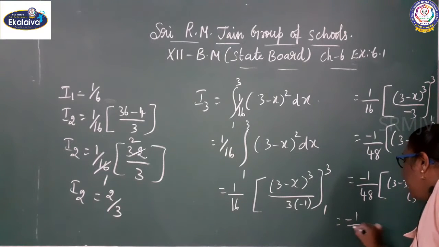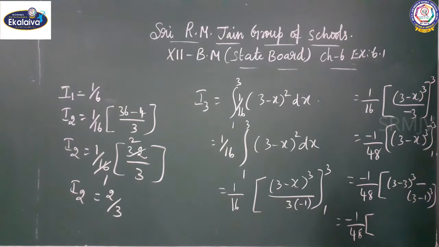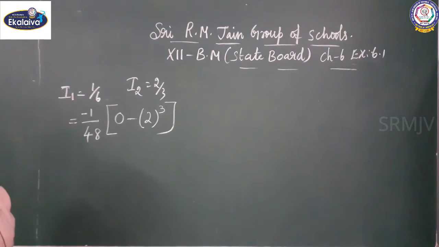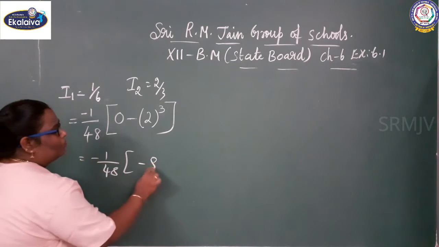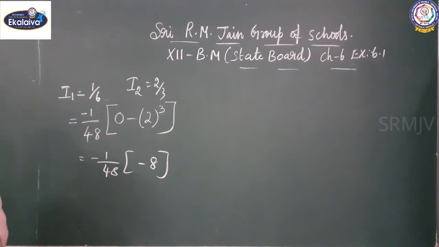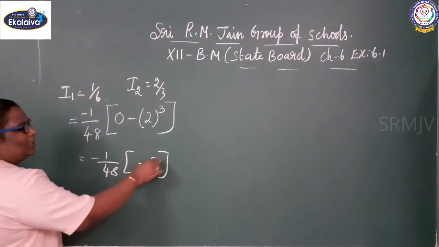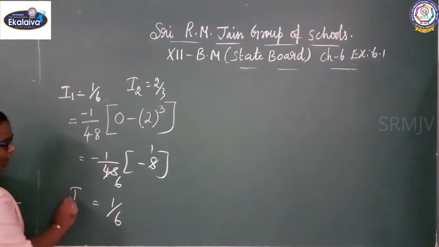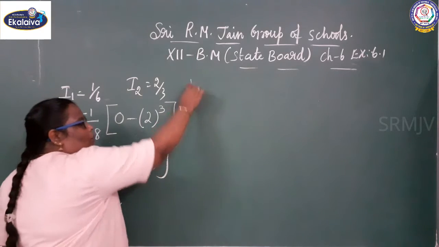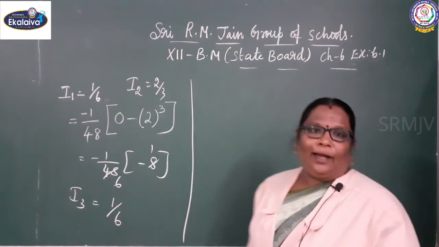It gives minus 1 by 48 into 3 minus 3 is 0, minus 3 minus 1 is 2 cube. See here, minus 1 by 48 into minus 8. 2 cube value is 8, minus into minus plus, 8 ones are 8, 6 sixes are 48. So the answer is 1 by 6 for I3 value. So now you can add all the 3. You are getting the value of I.